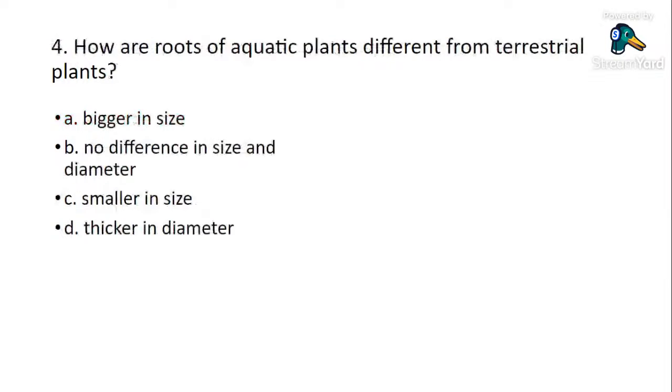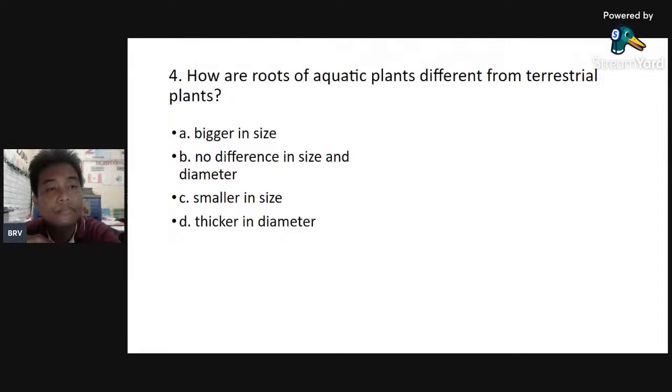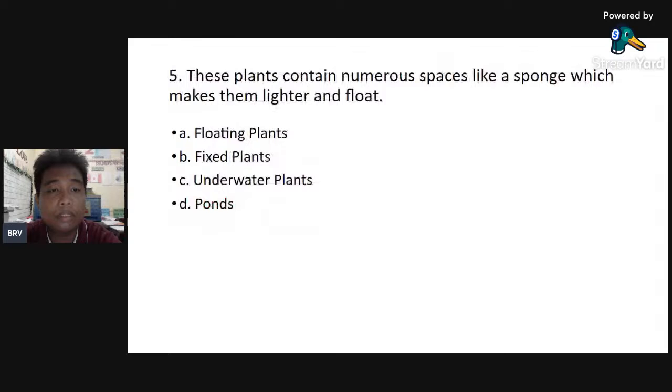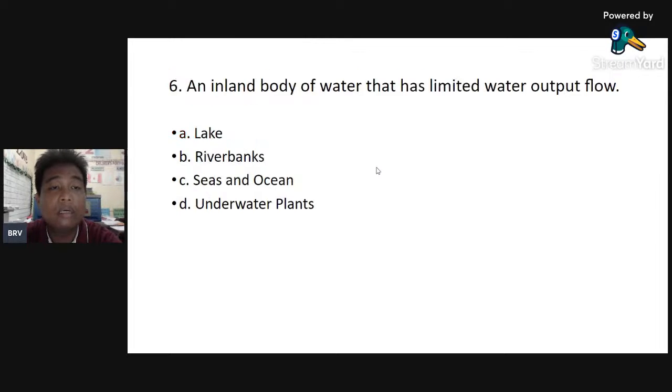Then how are roots of aquatic plants different from terrestrial plants? So unsa may kalainan sa roots sa aquatic plants o sa terrestrial plants? Gina-compare man diri, so smaller in size. Mas gamay ang size sa aquatic plants compared to terrestrial plants. Now these plants contain numerous spaces like a sponge which makes them lighter and float. So mga floating plants, from the word float. Okay, an inland body of water that has limited water output flow, ang lake.